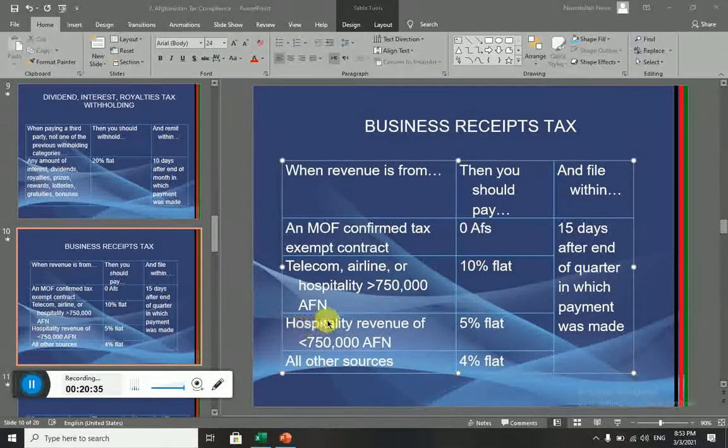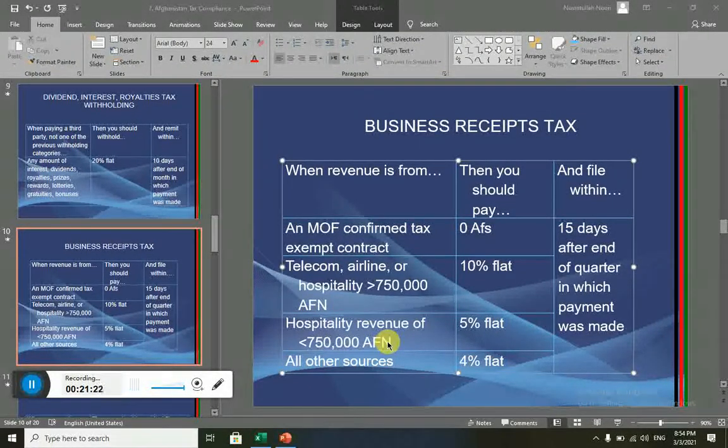So here the third category is hospitality revenue of less than 7,500 per quarter. By hospitality we mean here restaurants, guest houses and hotels. All those restaurants, hotels and guest houses which are not 5-star or less than 3-star, and their revenue is usually below 7,500, they are required to pay only 5% per quarter as a business receipt tax, and report their revenue on a quarterly basis to the Ministry of Finance by paying 5% tax.